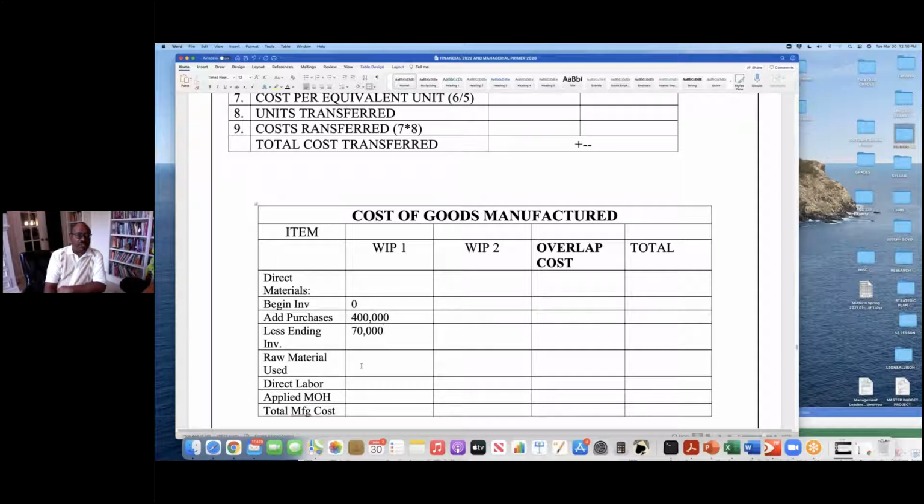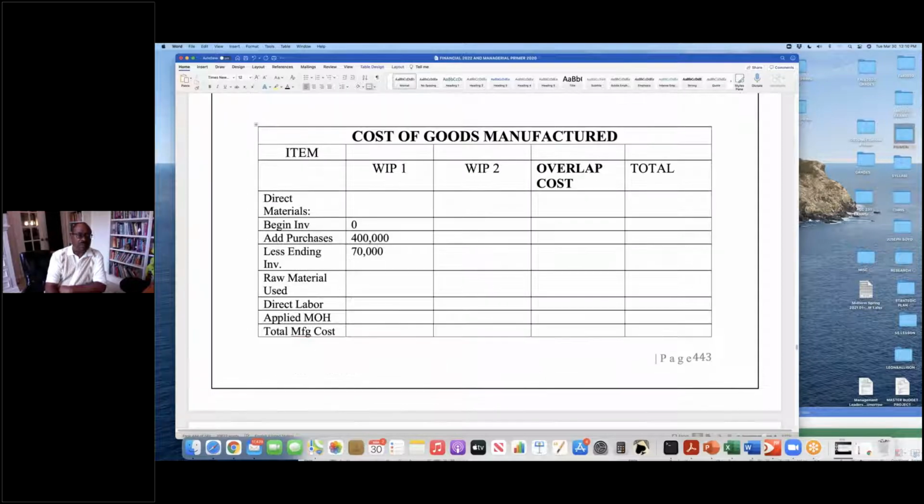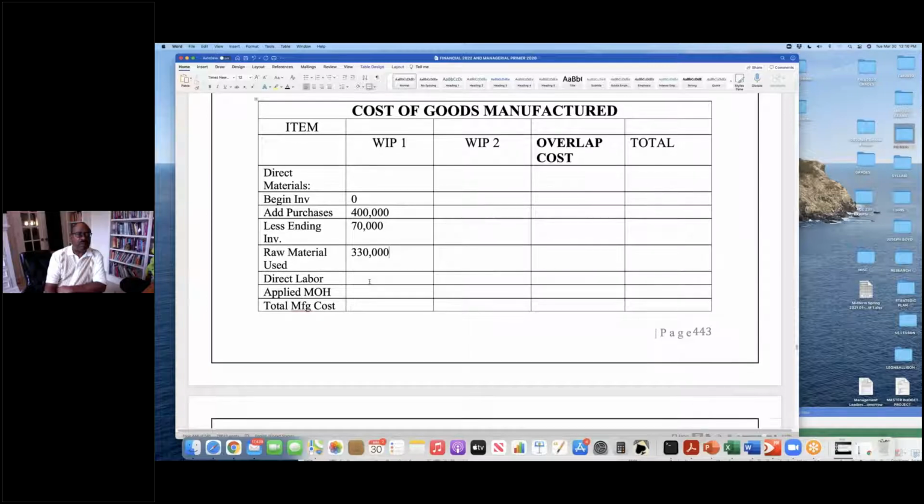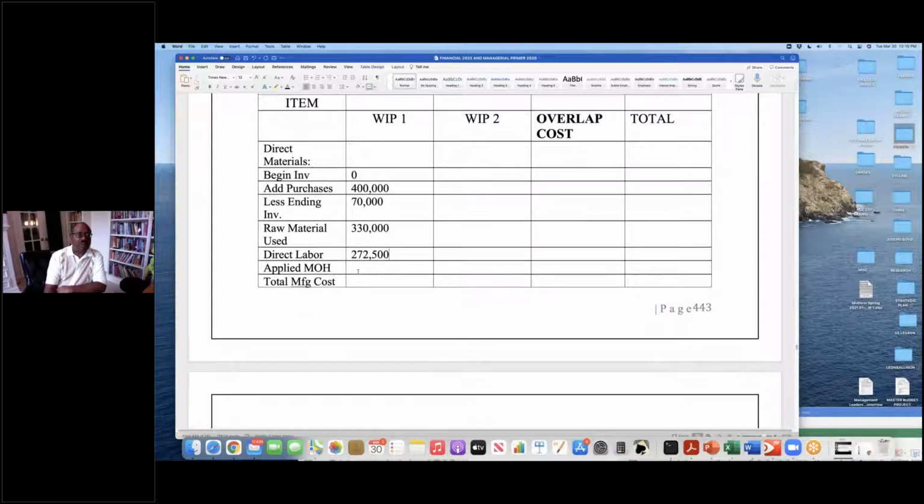So the raw material used was what? How much? 330. And how much was the labor and overhead? Labor was 272,500, and the applied manufacturing overhead was 200,000.